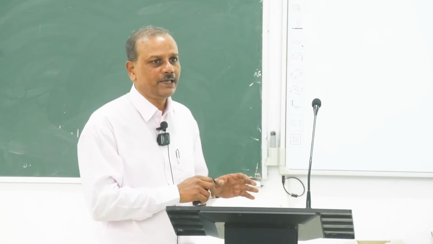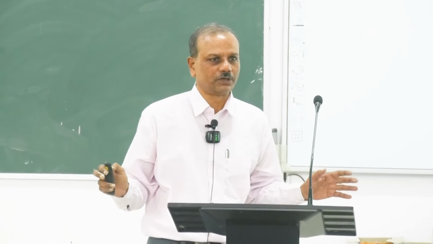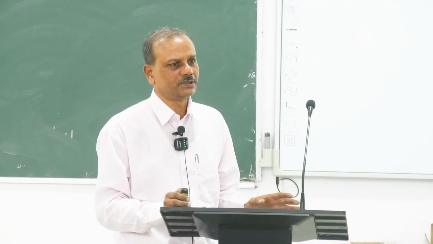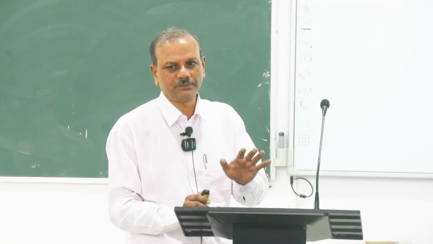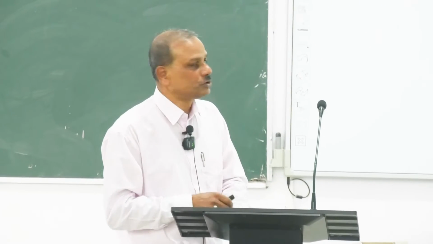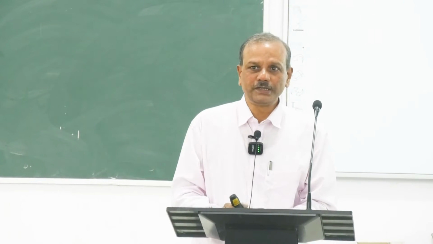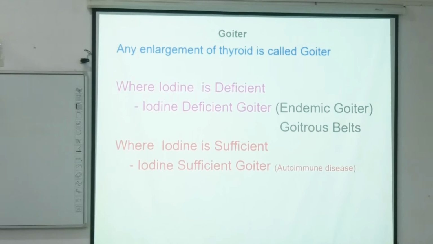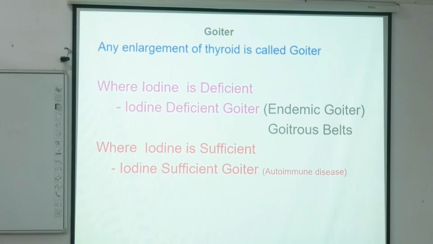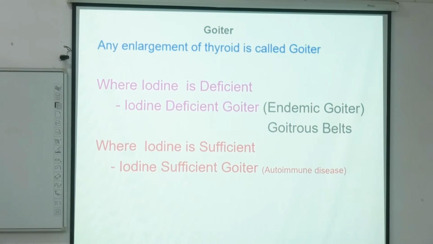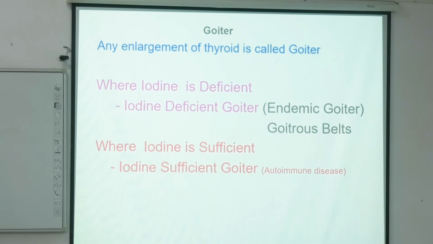So goiter, any enlargement of the thyroid gland, is called goiter. It can be euthyroid, it can be hyperthyroid, it can be hypothyroid. When iodine is deficient, that is called an iodine deficient goiter. Now in our country, because of the iodization of salt in the last 20-25 years, practically there is no iodine deficiency.